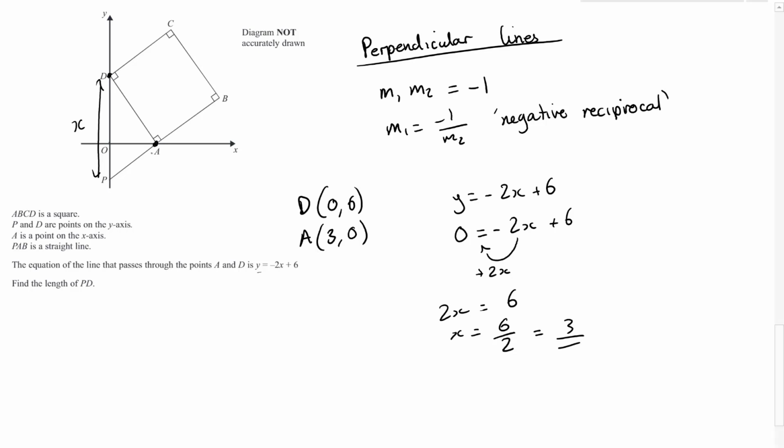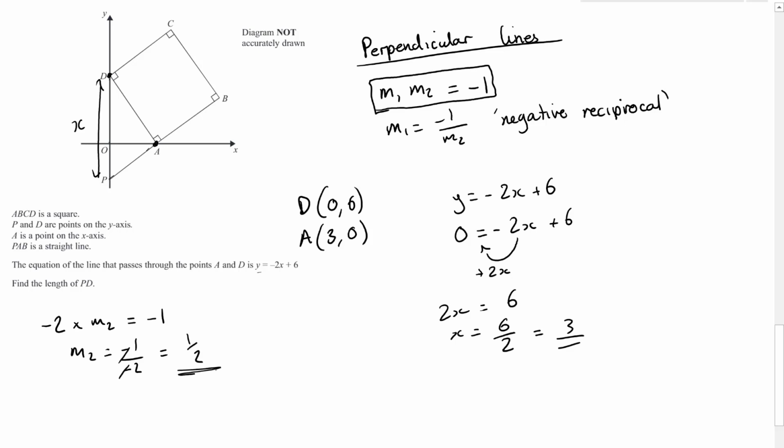Now we can actually work out what the gradient of this PAB line is, and given that, we can then work out what its y-intercept is, and then we can find the difference between P and D. So using this perpendicular lines formula, since we know that the gradient of AD is -2, we could say that -2 times M2 is equal to -1, which would say that M2 is -1 over -2. The minuses can cancel, and so M2 is just going to have a gradient of 1/2.